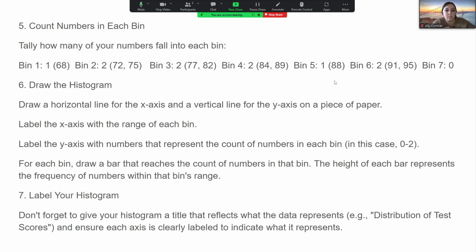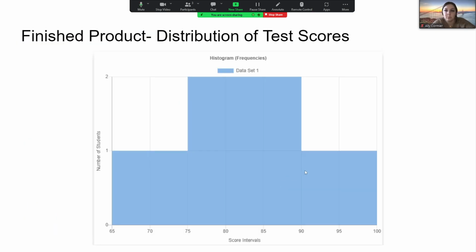Then we just need to set up a horizontal line for the x-axis, a vertical line for the y-axis, and then we are going to start labeling, right? This distribution of test scores is going to be our title. The y-axis is going to be the number of students in that bin, and then along the bottom is going to be our bins by percentages of 5.